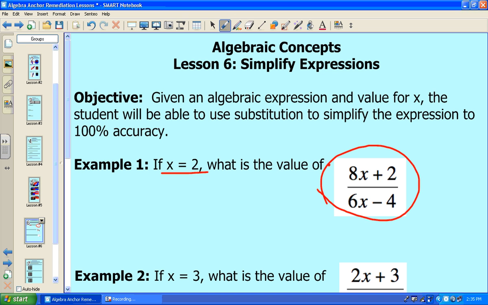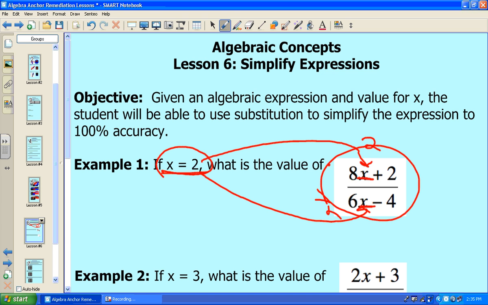You're going to take whatever x equals. So the value of x is 2, and everywhere that you see an x in this problem, you are going to put a 2 in its place. Okay, so this is basic substitution.